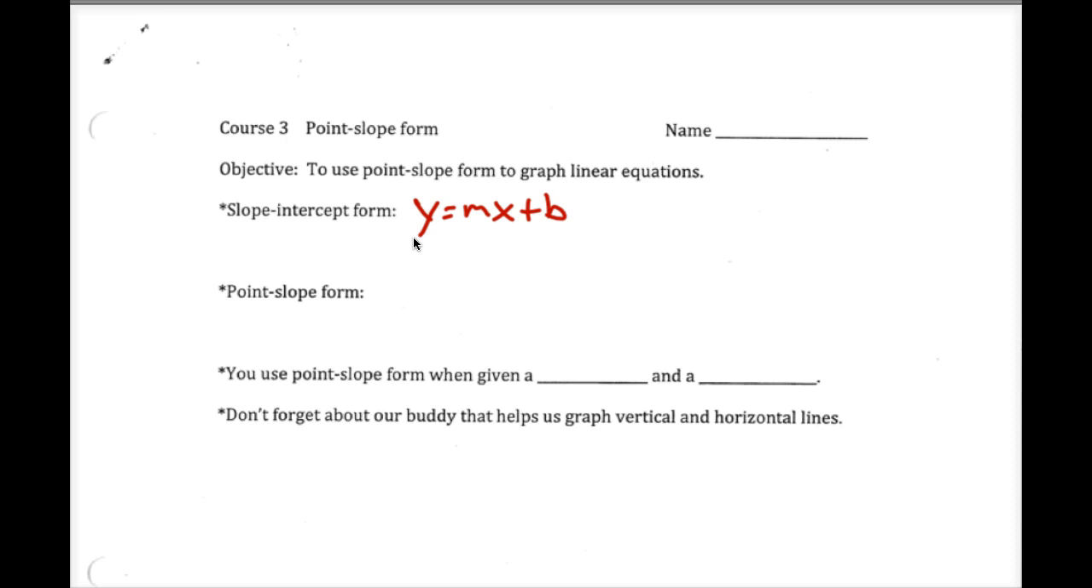Harrison, for point-slope form, don't go there yet. Okay, wait. Okay, let's get through this.